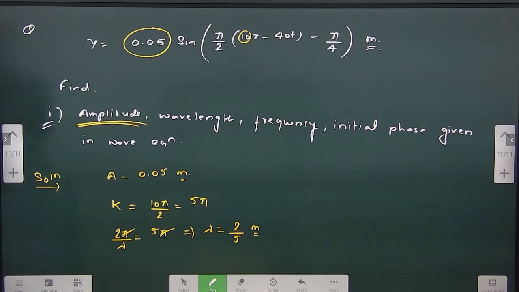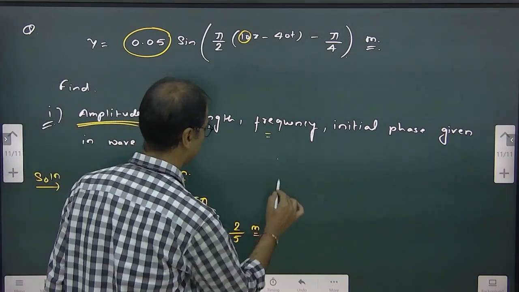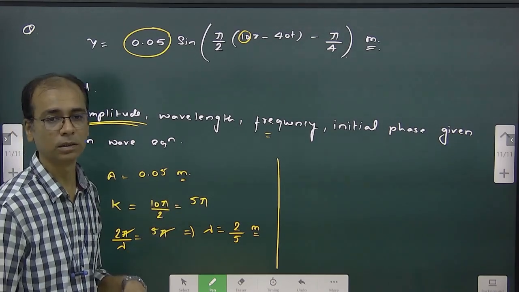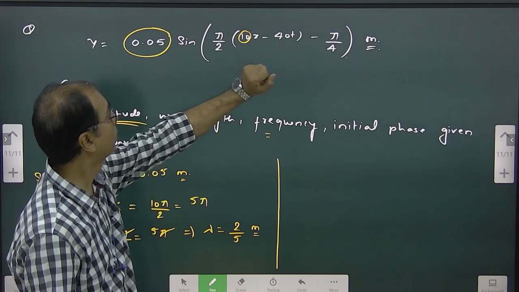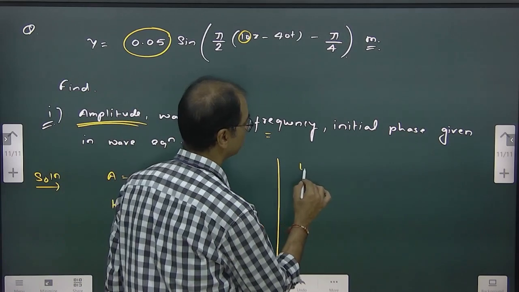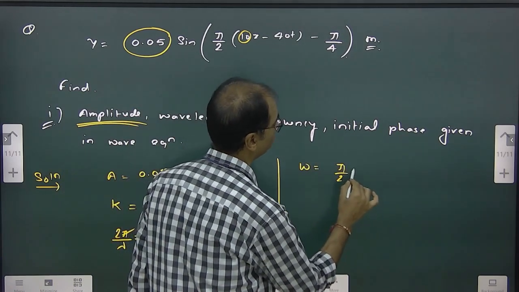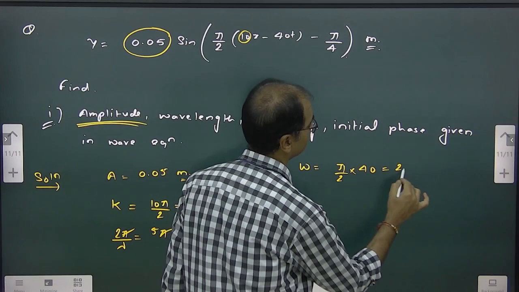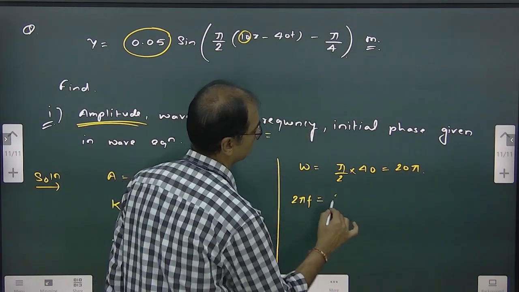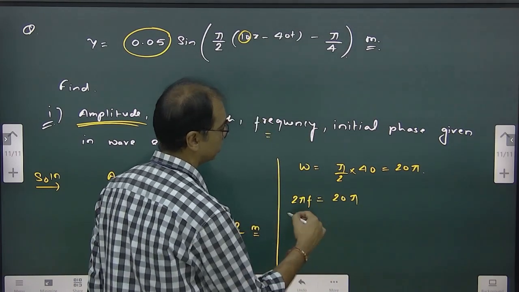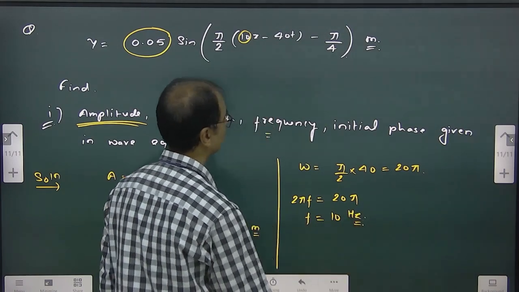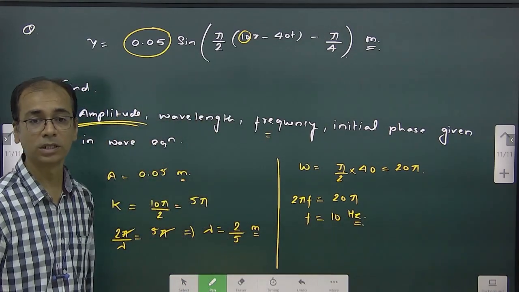Then frequency. For frequency, I will be looking for omega here. What is omega? Coefficient of t. Coefficient of t is 40, so pi by 2 into 40. So omega value is pi by 2 into 40, that means 20 pi. And omega is 2 pi f. Pi cancelled, so f is actually 10 hertz. Frequency is 10 hertz.